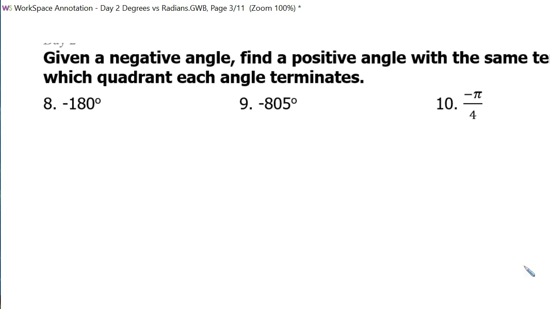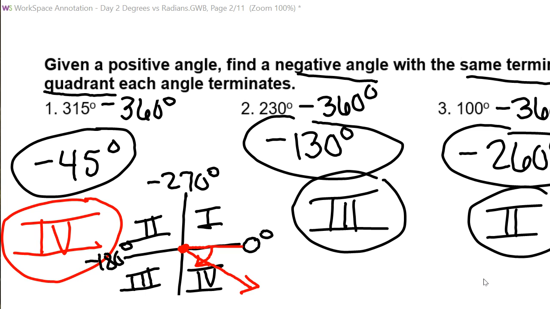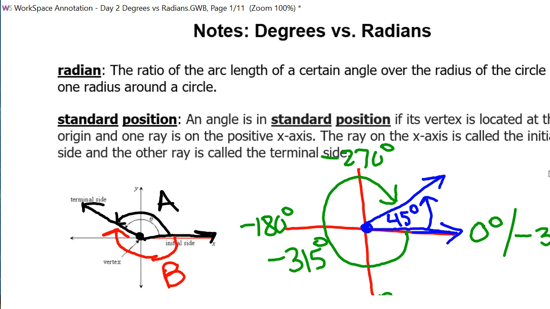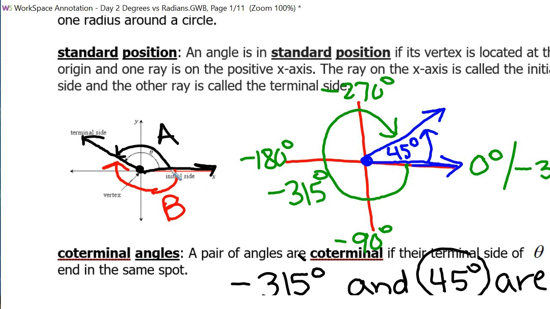Next section. Now it says given a negative angle, find a positive angle with the same terminal side and say which quadrant each angle terminates. So now we're doing the opposite. Now we are given the negative angle and we have to come up with the positive angle. So what would I have to do to negative 315 degrees to get 45 for the answer? Add 360.